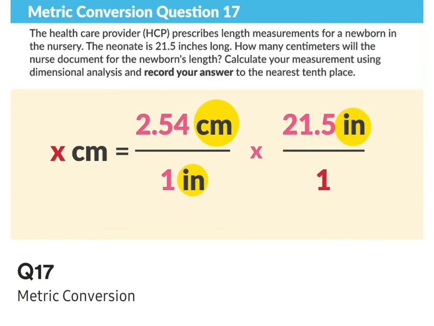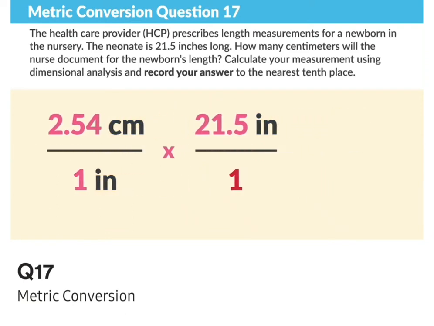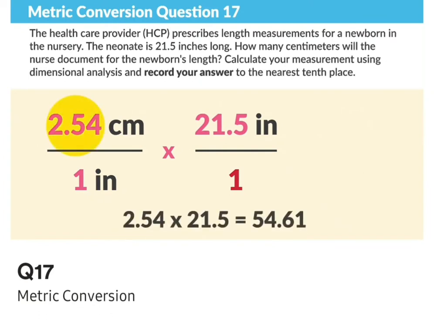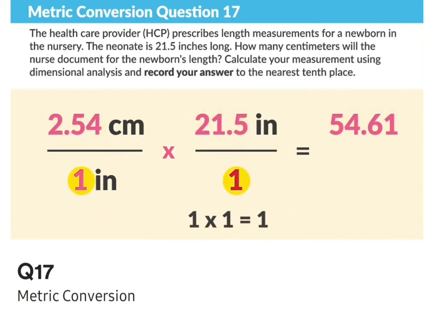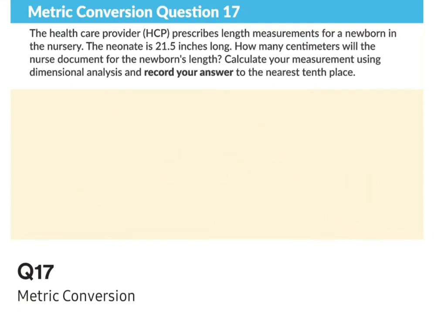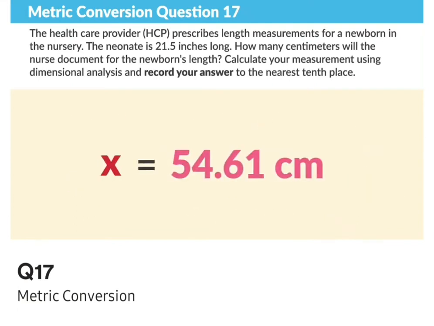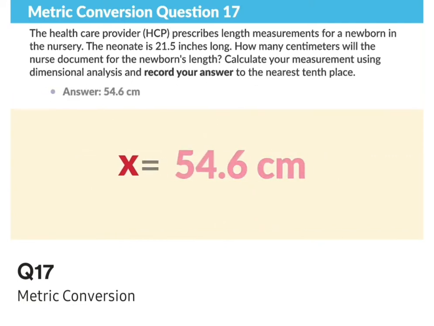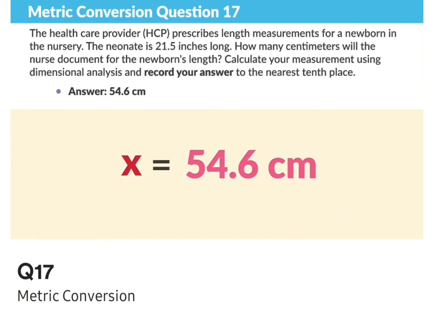So now that everything's set up, we simply multiply across on the top as well as the bottom. So 2.54 times 21.5 gives us 54.61. And multiplying on the bottom is pretty easy, right? Because 1 times 1 is just 1. Now the division is really simple, right? Because 54.61 divided by 1 is just 54.61. Now the question is asking us to round, so we basically round down here. So 54.6 centimeters is our correct answer.